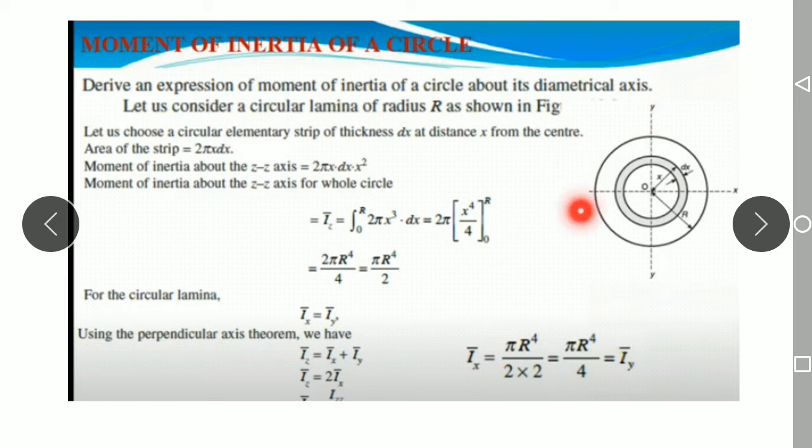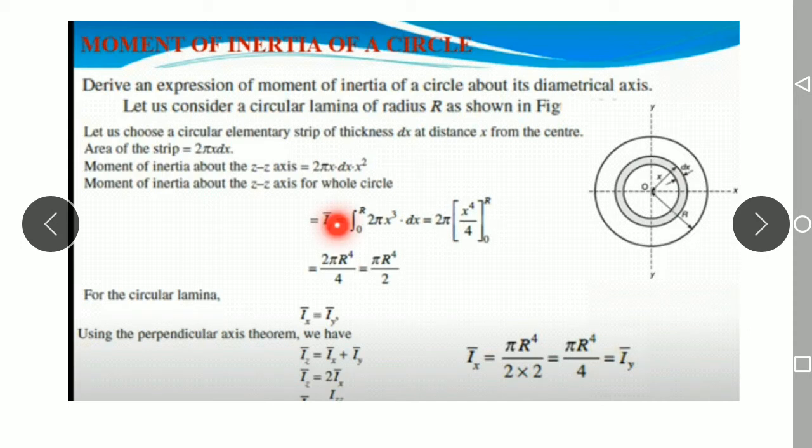If you want to calculate it for the whole circle, you have to integrate. Since it is a circle with radius r, you integrate under the limits of 0 to r. Just substitute and integrate: 2 pi is constant, and integrating x cubed with respect to x gives x raised to 4 divided by 4. Applying the limits, you get Iz equal to pi r raised to 4 divided by 2.